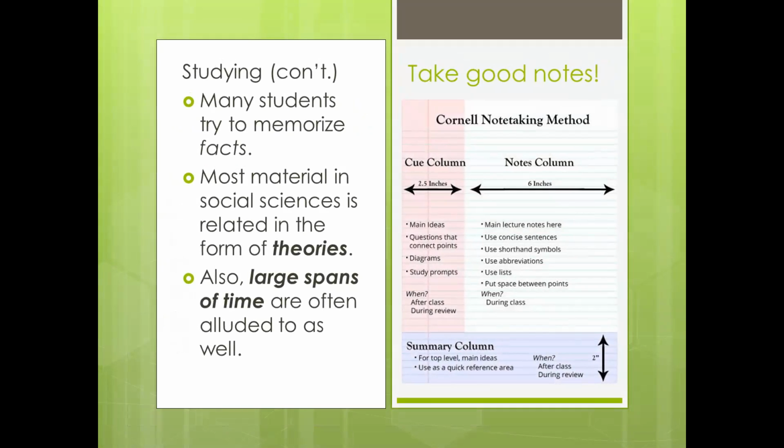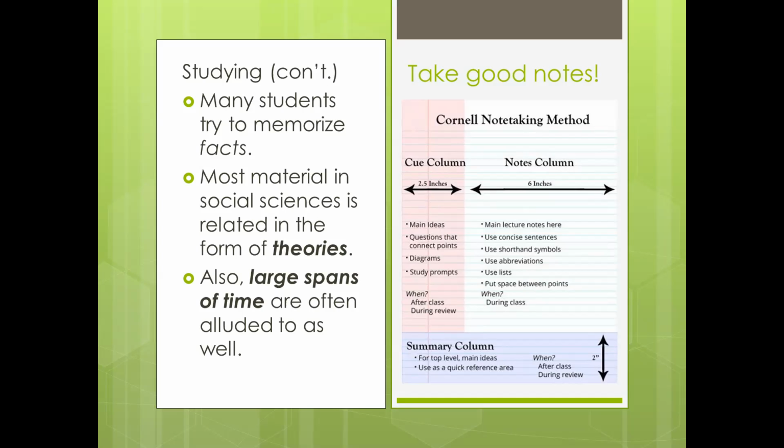Many students, again, try to memorize facts when they approach a course like psychology, sociology, or another such course in the social sciences. But most material related to the field of social science is theoretical, and there's not a lot of terminology and factual information to memorize in the first place. In addition to that, social science presents a unique level of difficulty because students are asked to track information over large spans of time.